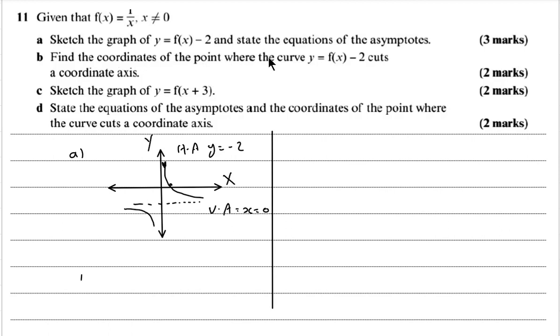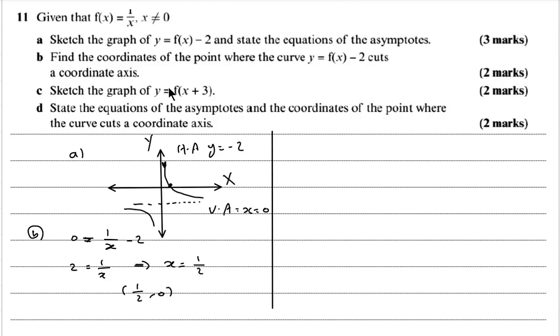B, find the coordinates of the point where the curve y equals f of x minus 2 cuts a coordinate axis. Okay, which means this point, right, at which y equals 0. So 1 over x minus 2 equals 0 means that 2 equals 1 over x. Switch them so that x should be half. So the point will be half and 0, right?